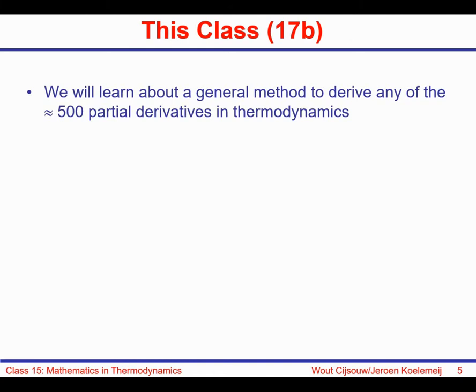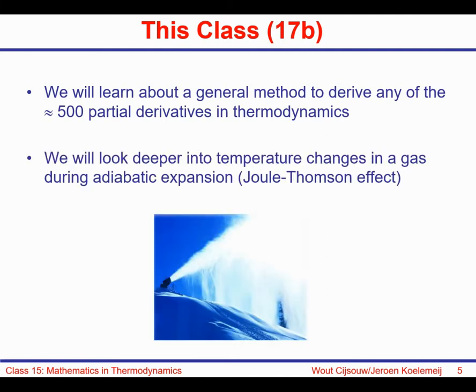And in this class 17B, we will learn about a general method to derive any of the about 500 partial derivatives that exist in thermodynamics. And we will be looking at the so-called Joule-Thomson effect, which deals with temperature changes in a gas during adiabatic expansion or when gas is passed through a throttling device.